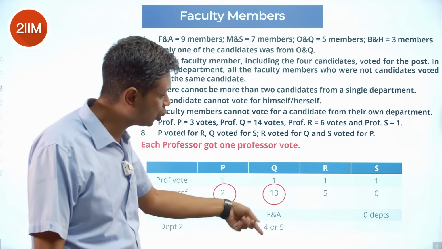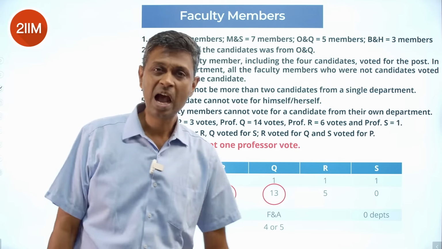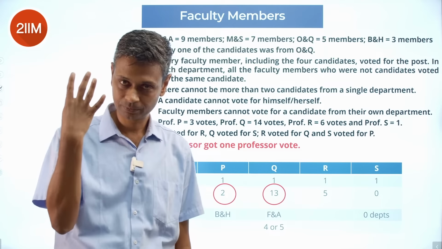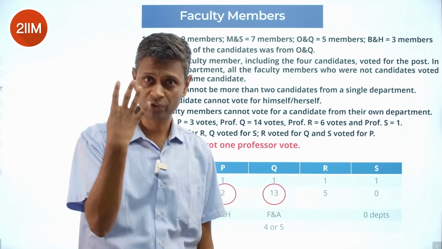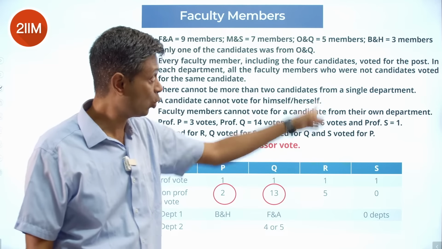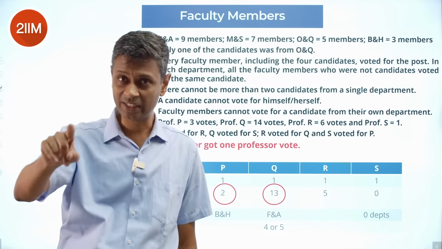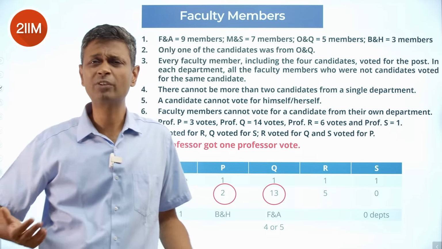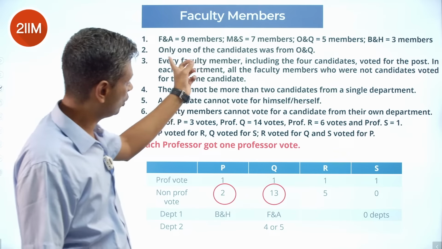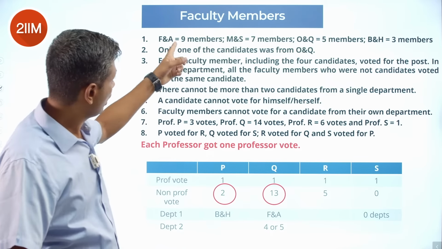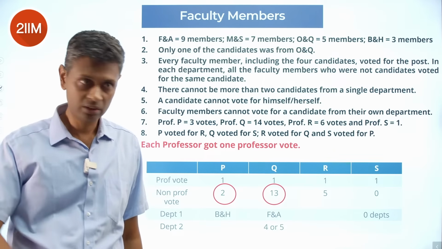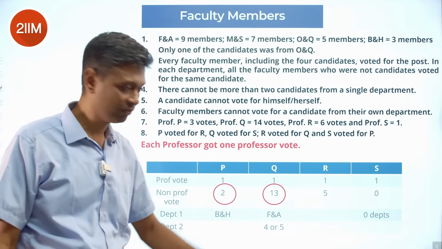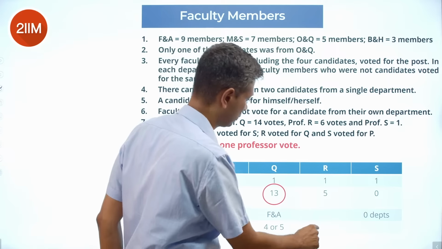In order to unlock Q, maybe I'll think about R. R could not have got all non-professor votes from O and Q, there are only 4. Only 4 non-professor votes are there in O and Q, because one person is definitely the candidate. And R gets 5 non-professor votes, not from O and Q. This makes life super simple. B and H is already out, not O and Q. Could not have been F and A, because if it were F and A, then you would get 8 or 9 or 7 votes, cannot get 5 votes. Or these 5 are essentially coming from M and S.